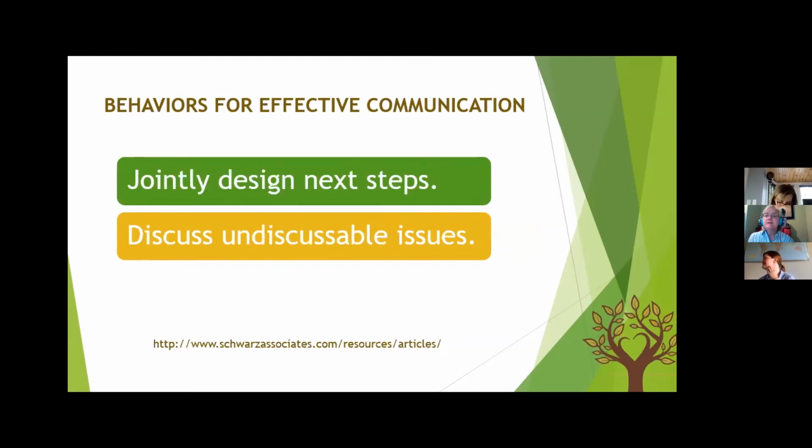So the seventh behavior is to jointly design next steps. Now, have you ever been part of a group where one person says, we're going to do this and this and this, so y'all come meet me on Saturday morning and we're going to have this great thing. And then Saturday morning comes along and only 2 of the 20 people show up. So what do you think would have happened differently if they had jointly designed how to move forward?